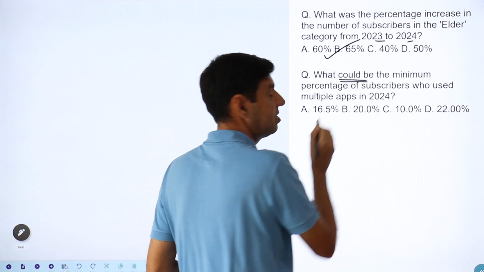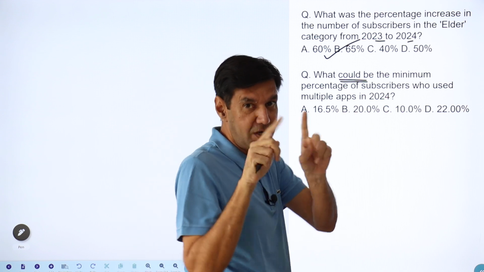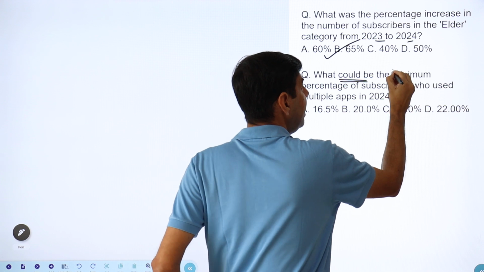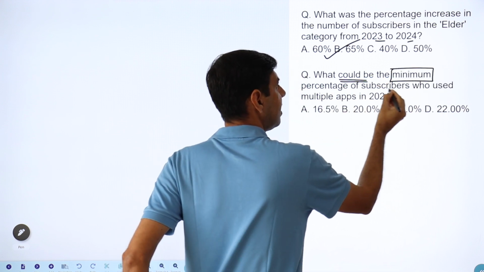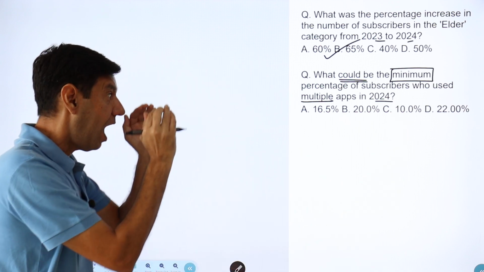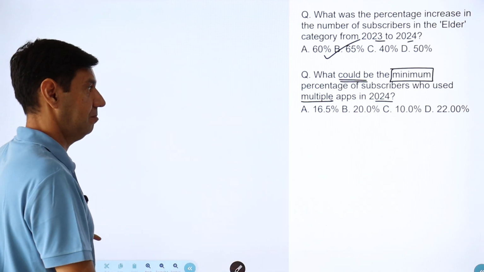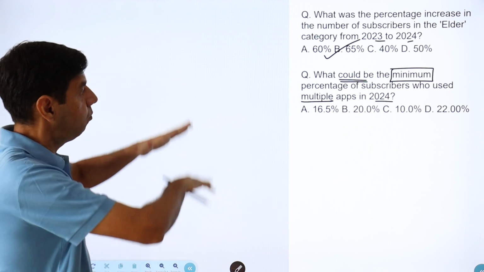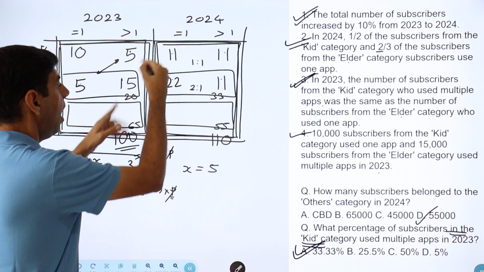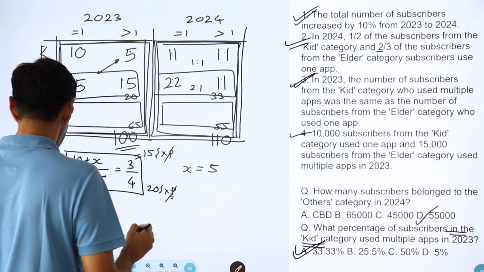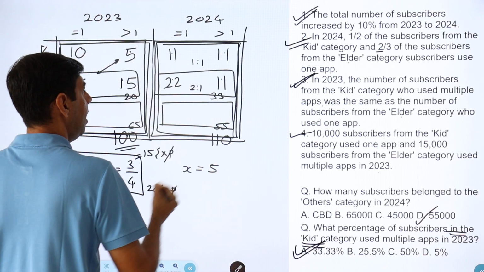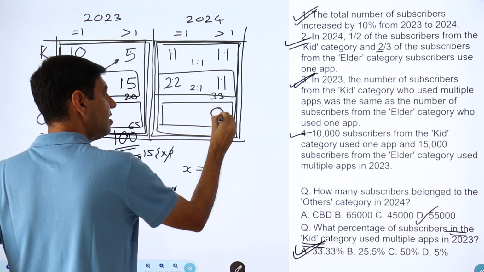So this is now about the possibility. The only thing is that the last row is not filled up. I want the minimum percentage of subscribers who used multiple apps in 2024. I want to keep them as low as possible in 24. These are all of the subscribers, there's no kids or so on. So I want multiple apps to be minimum. I should have read that carefully. Minimum multiple apps, so I'll put here 0.